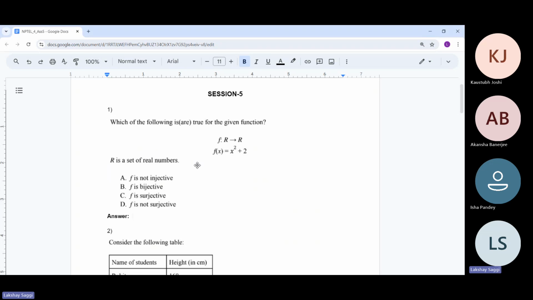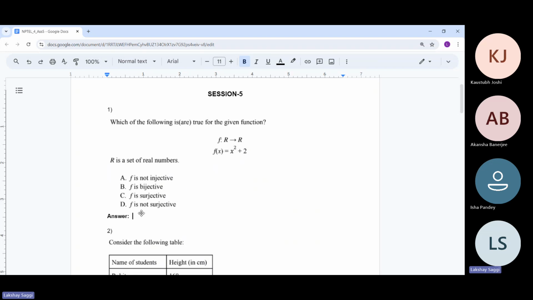So I guess we can get started with the questions now. Once again, I'll be assuming that you have gone through the lecture videos for this week, and we'll be focusing more on problem statements. I'll just be revising a few of the definitions also, but most of our focus will be on problem statements. So the first question asks us which of the following is or are true for the given function. A function f is given to us from R to R, and f of x is x square plus 2, where R is the set of real numbers.